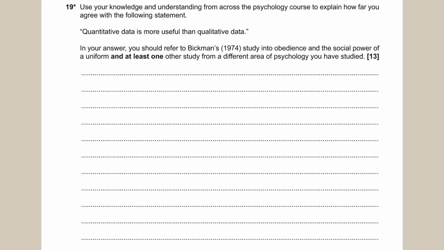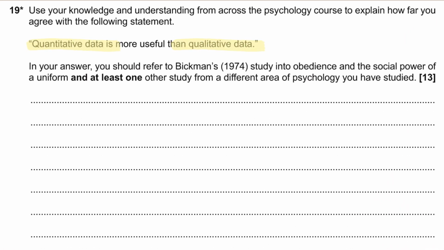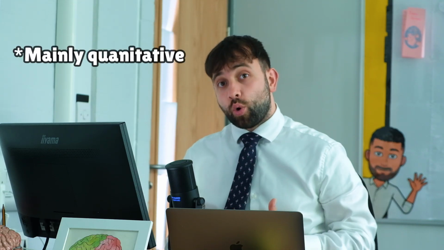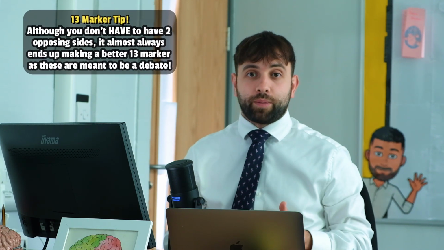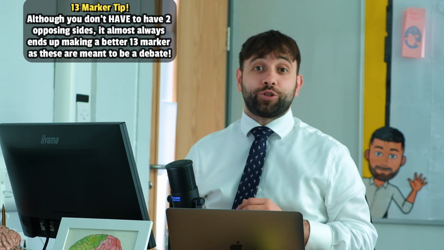Okay, now onto this 13 marker, and I actually think it's quite a nice one to an extent. Quite like Bigman. I think Bigman's quite a nice one to talk about, and here we're talking about quantitative and qualitative data. Hopefully we'll be able to work out straight away that Bigman is quantitative data. So in my head, I'd be thinking to myself, okay, I've got to think about something that's qualitative data to counter Bigman's study. Now, as I say, because I've already done a couple of videos on 13 markers, I'm not going to cover it in too much detail here.